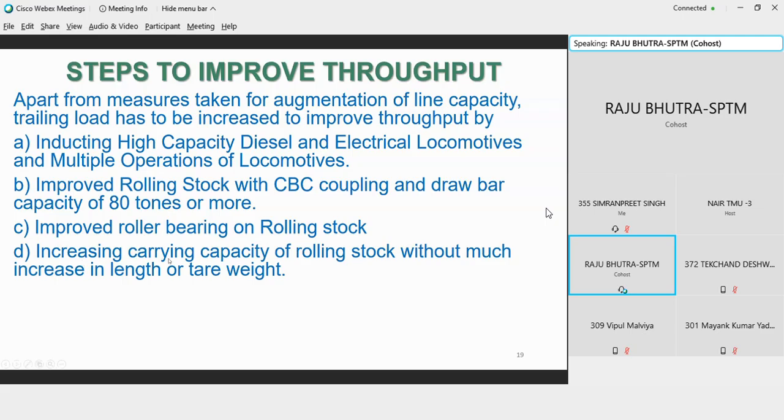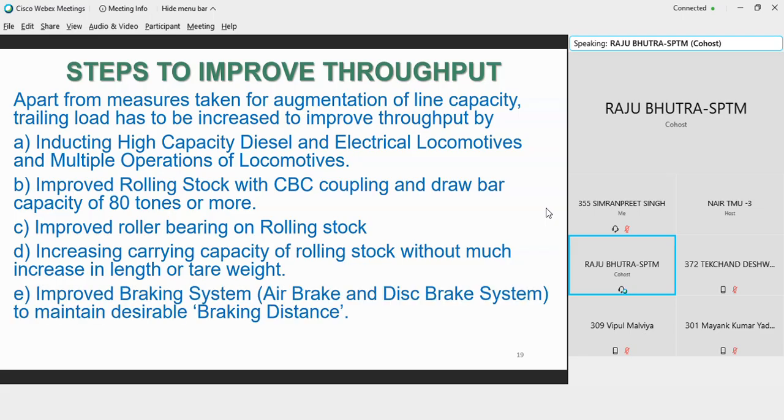Increasing carrying capacity of rolling stock without much increase in length or tare weight. So if we are able to use light wagons, if the tare weight is not increased or if it can be reduced somehow, we can carry more commodities or more payload with the same axle load. So that will also increase the throughput.